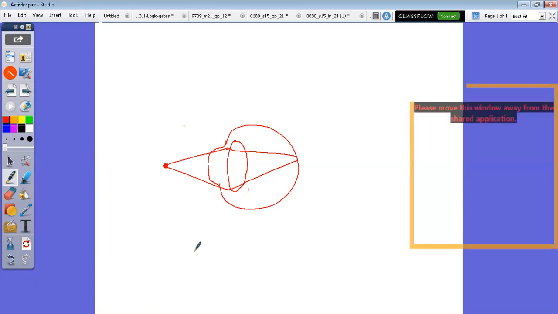Yes, yes. What happens when focusing on a near object?